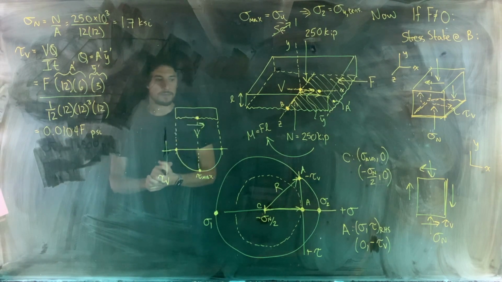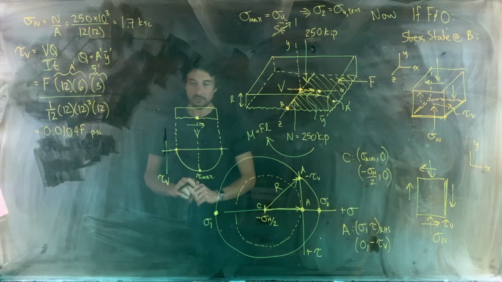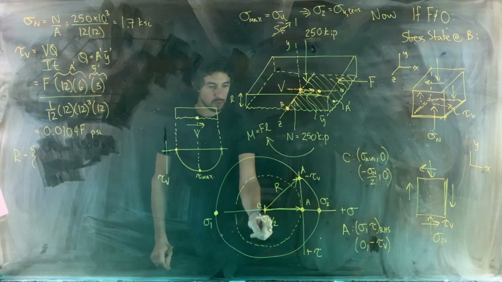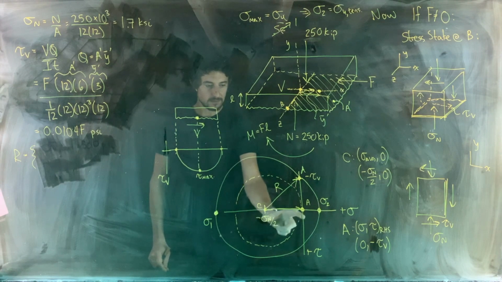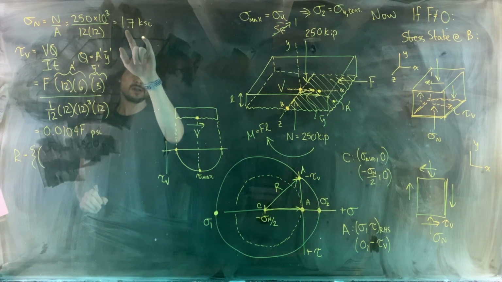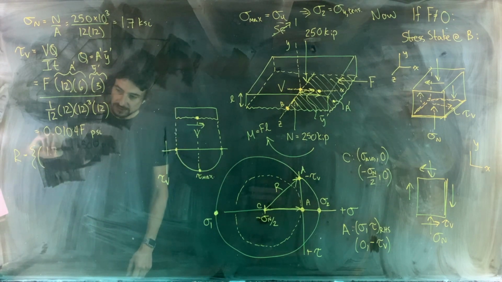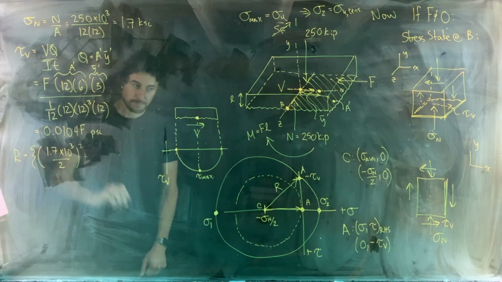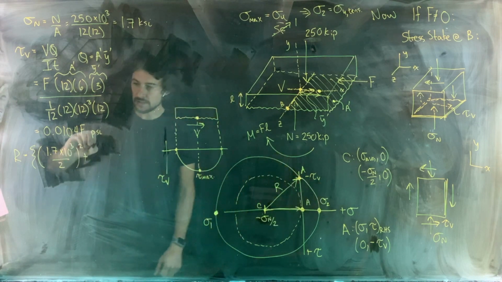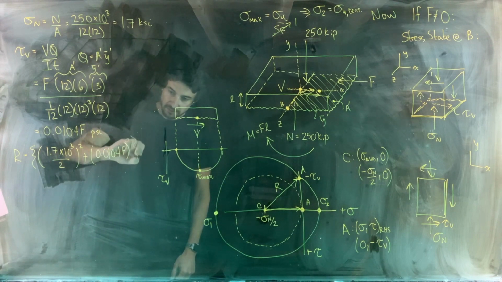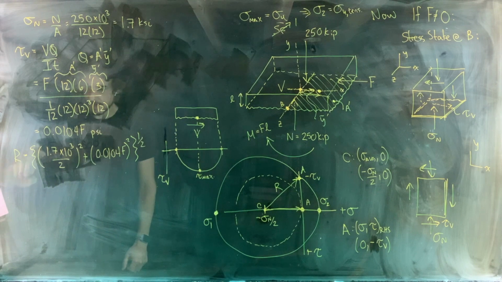Okay, so now that we have those, now we can go ahead and calculate what the radius is. So the radius of the circle is equal to what? The square root of sigma n divided by 2 squared. So we've got sigma n divided by 2 squared is this value here, 1.7, and let's change it to psi, so 10 to the 3 divided by 2 squared plus our value of tau V, 0.0104 F squared, to the 1/2 there.